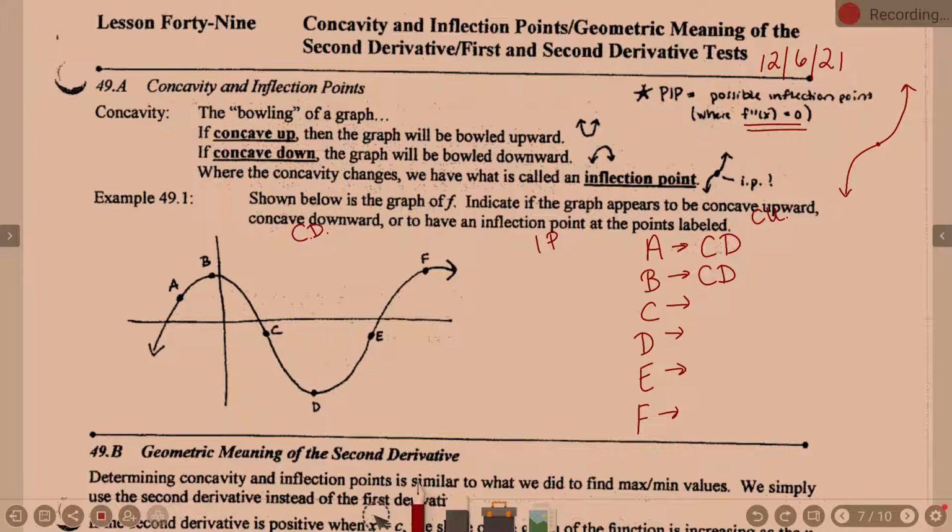C. Yeah. C right there is where my graph is changing. It was bowled downward, it was concave down, and now it's changing and going to be bowled upward. So C is an IP, an inflection point. What about D? Okay, it's a minimum, so it's definitely bowled upward at that point and concave up. E?